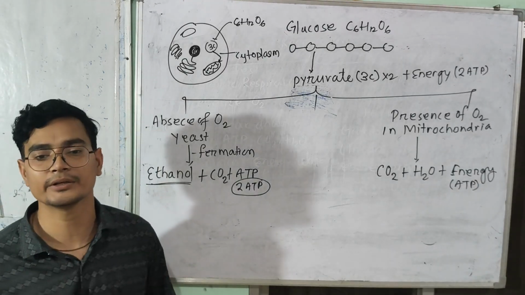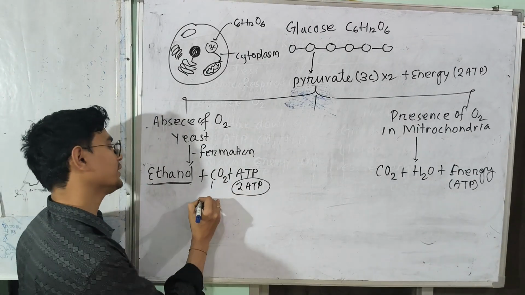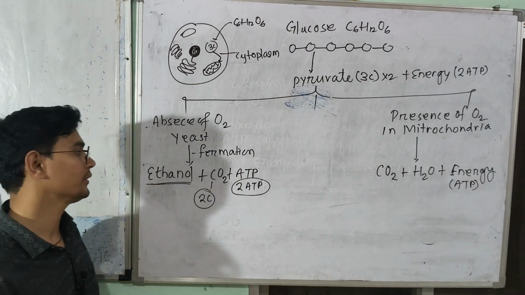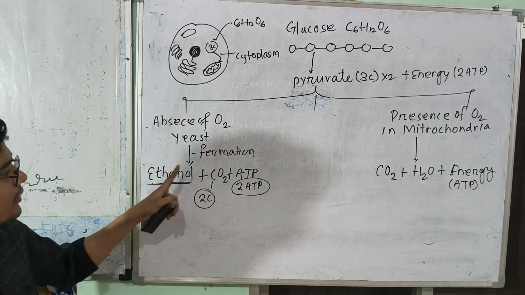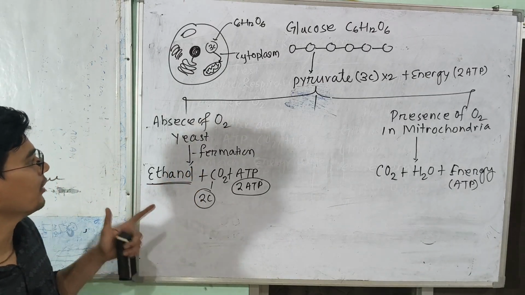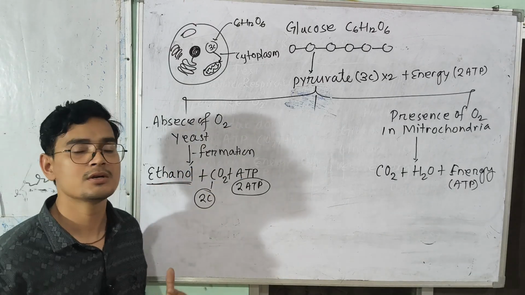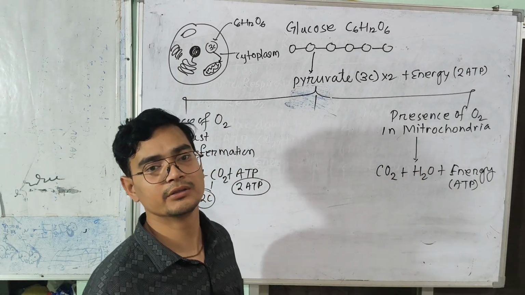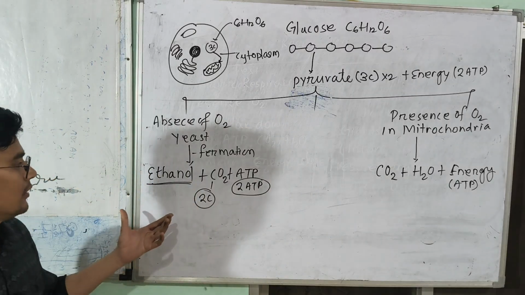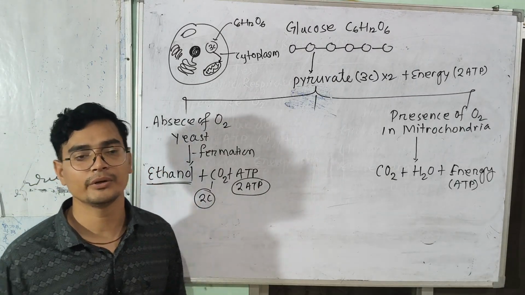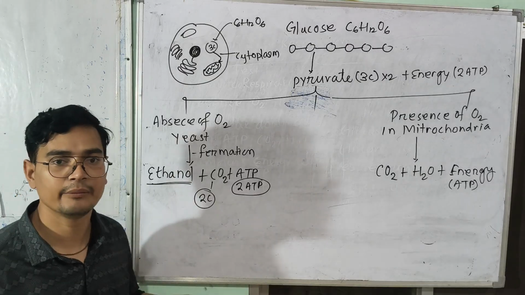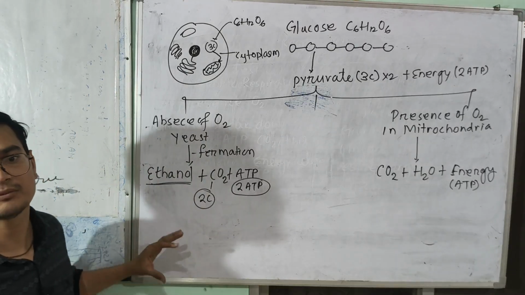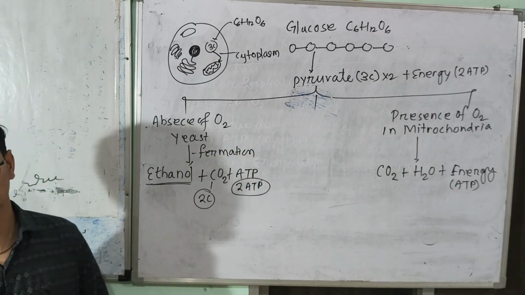Yeast helps to ferment. Here 2 carbon, 2 ATP, 2 carbon. This ethanol generated by fermentation in the absence of oxygen is used in the beverage industry, in the preparation of beer, in the food industry and the baking industry. This microorganism yeast is also used commercially.